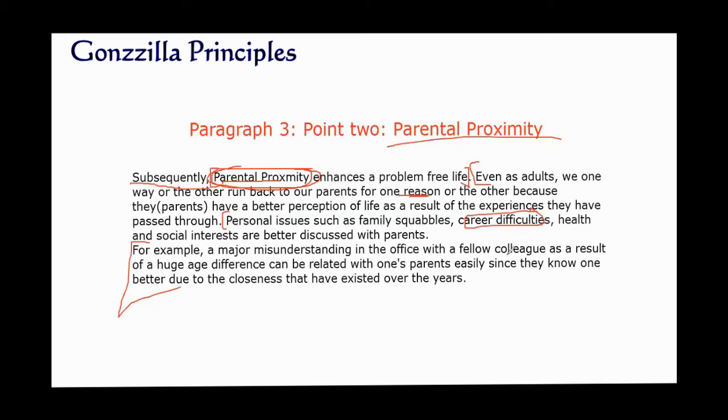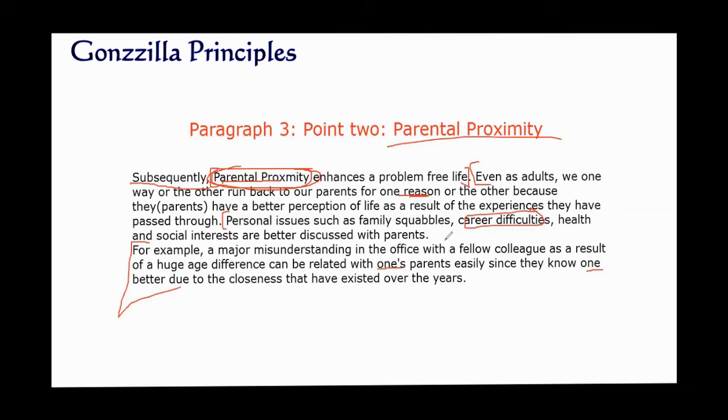For example, a major misunderstanding in the office with a fellow colleague as a result of a huge age difference can be related to one's parents easily, since they know one better due to the closeness that has existed over the years. Remember, I said one's parents, and I say one. So try as much as possible not to say one's parents, since they know you better. Remember, the rule is once I start off with one, I must end with one.